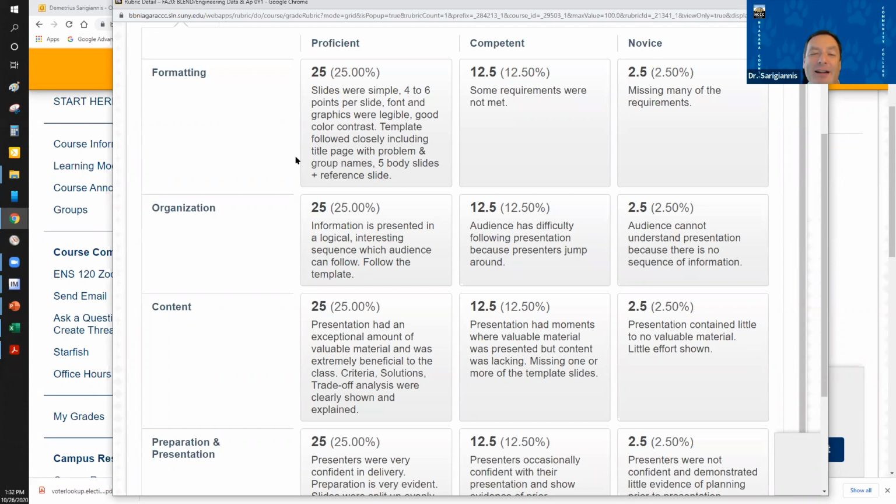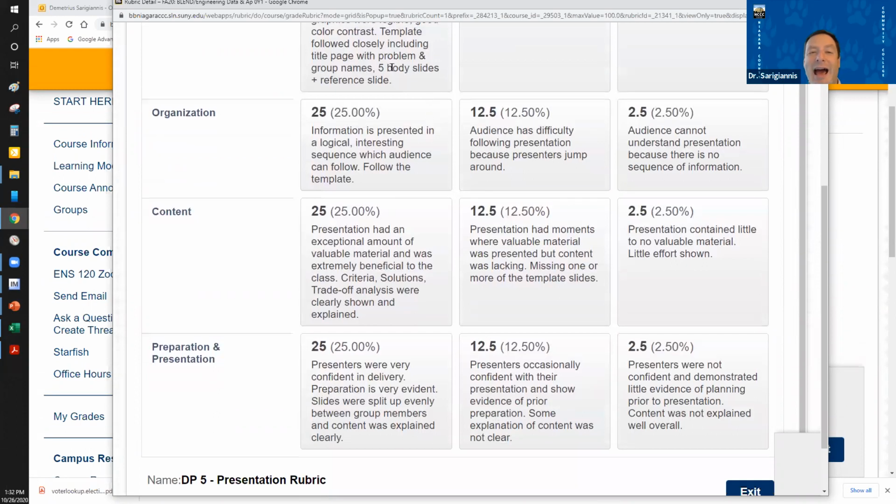It has 5 body slides and a reference slide. I mean, you can add another slide if you want. Say you have 3 people and you really want to do 2 slides. Feel free to break up one of those slides into 2.